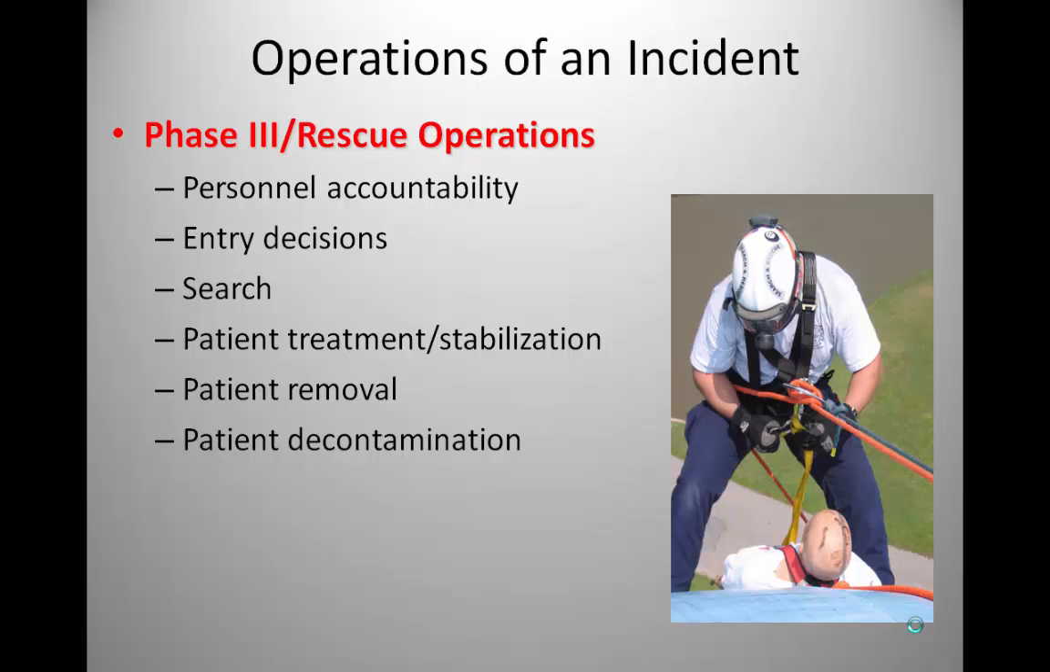So that's all been done. We're into our rescue operations. Personnel accountability, obviously, we do this pretty well on other scenes, so there's no difference here. Entry decisions: are we going to make a vertical entry? Are we going to make a horizontal entry? How are we going to search the space? What's in the space? Are we going to do a traditional building search where a rescuer goes in and stays oriented to the wall or some other object as the others search? Or does the space limit that?